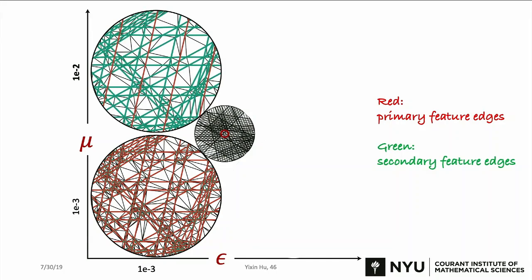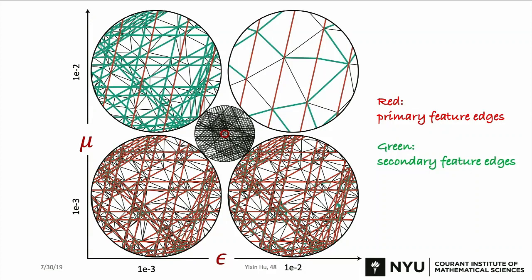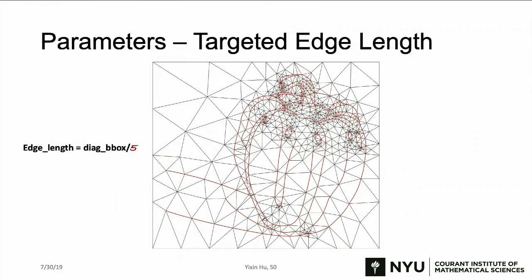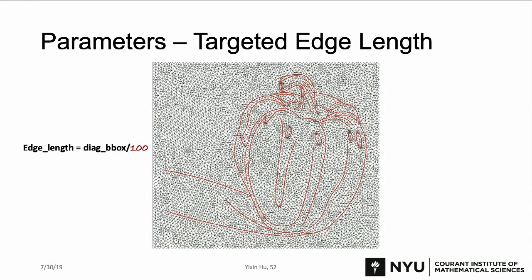When enlarging mu only, more green edges show up, and fewer input curves are preserved as primary feature. And when enlarging epsilon only, most curves are preserved as primary feature, but the green secondary feature edges deviate further from the input. When both parameters are large, few input curves are preserved as primary feature, and the secondary feature edges can have more freedom to move. Users can also control the targeted edge length to generate a mesh in preferred resolution. When the targeted edge length gets smaller, the mesh gets finer.